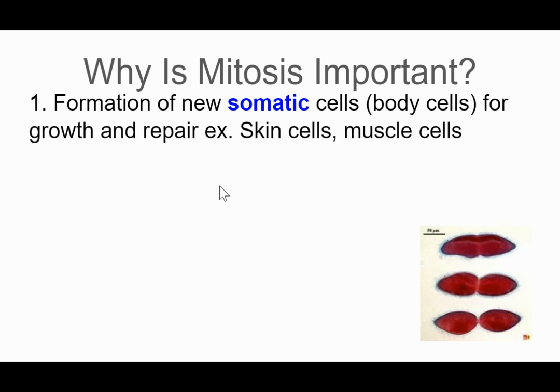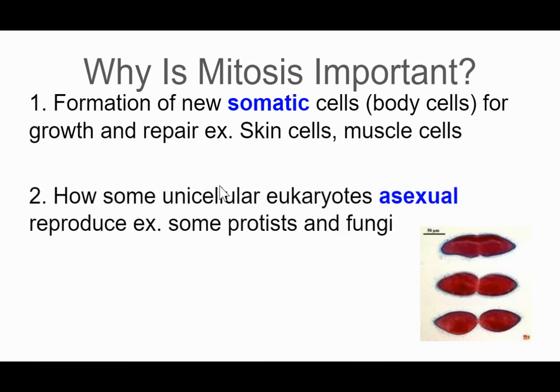That's mitosis. There are also some unicellular organisms that will use mitosis for asexual reproduction. Organisms like protists and fungi, they can do this. So they don't reproduce sexually, they don't make gametes. So instead, they just make copies of themselves by doing mitosis. They have to do mitosis because they're eukaryotes, which means they have a nucleus.